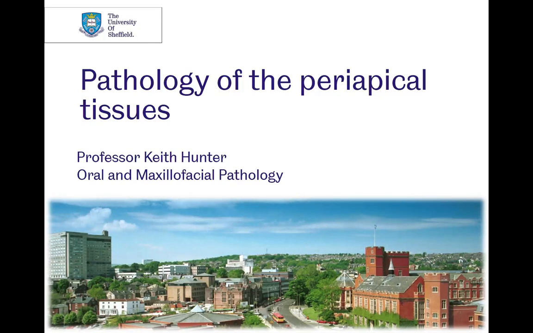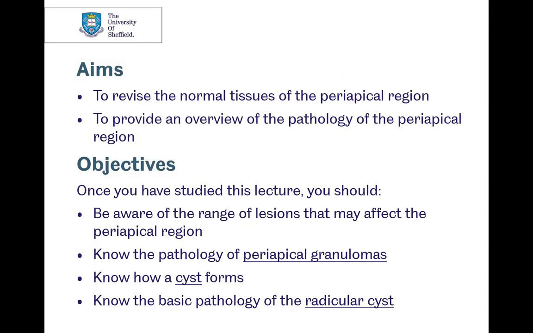Today in this couple of videos we're going to have a look at the pathology of the periapical tissues. Now this is going to build on what we've been looking at in terms of the pathology of the pulp, and it is the next logical step beyond that. The aims and objectives, as you can see here, are the things that we're going to cover, but also the number of items that we think you should be aware of, particularly the range of lesions and a number of specific lesions such as periapical granulomas and a radicular cyst.